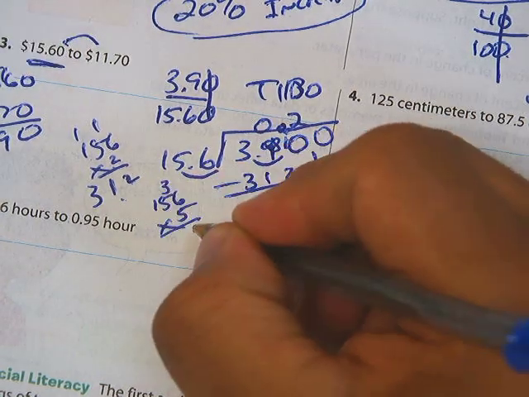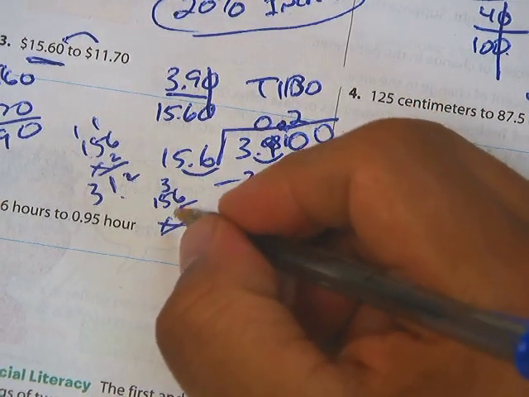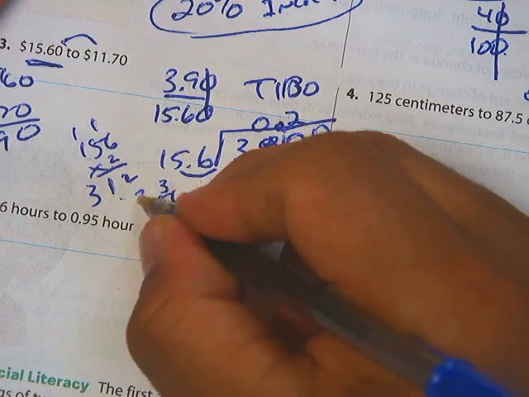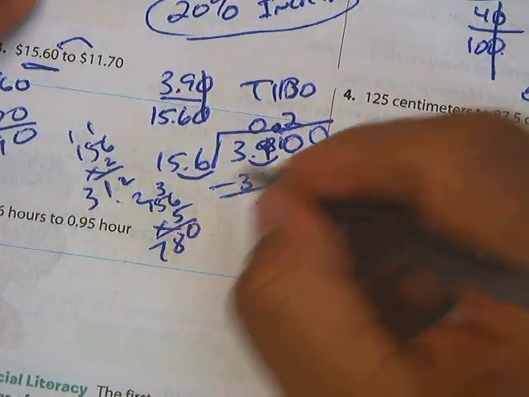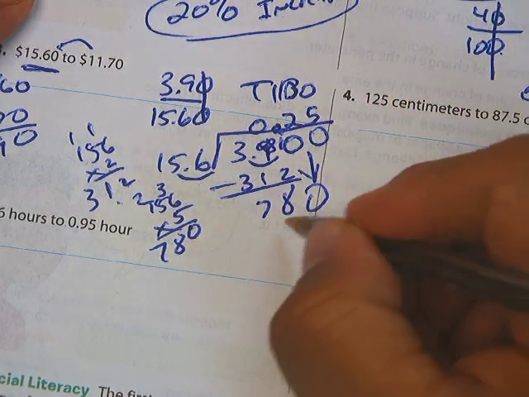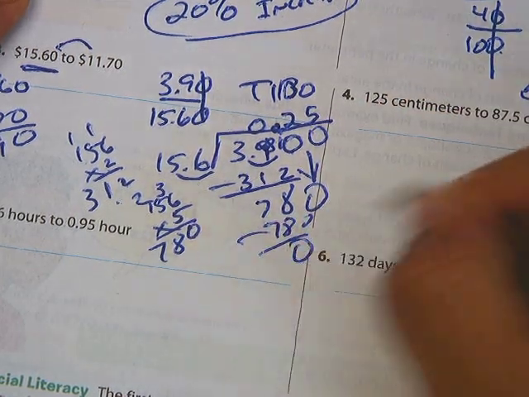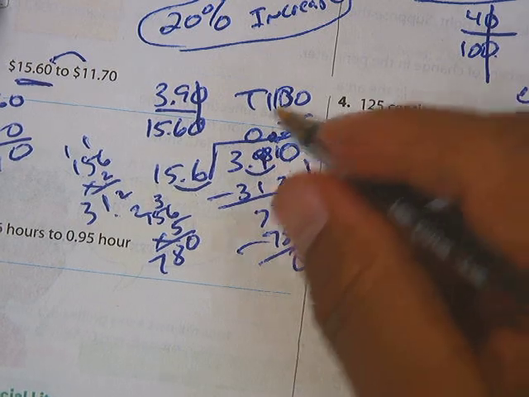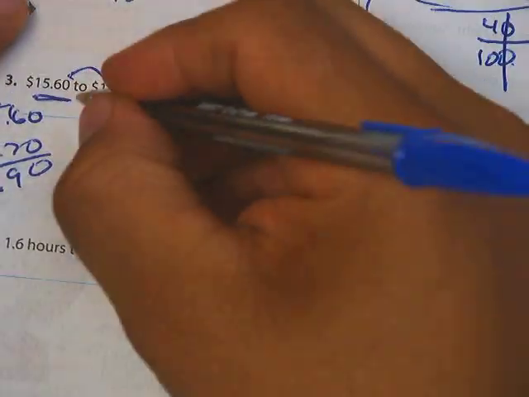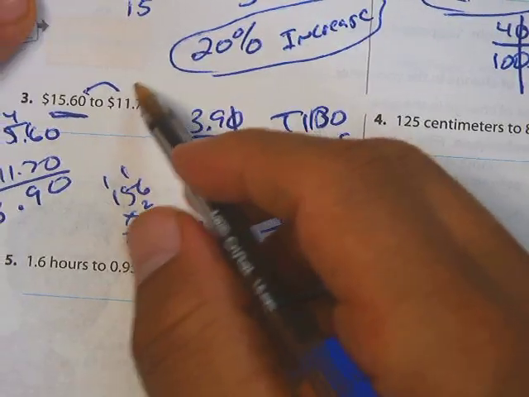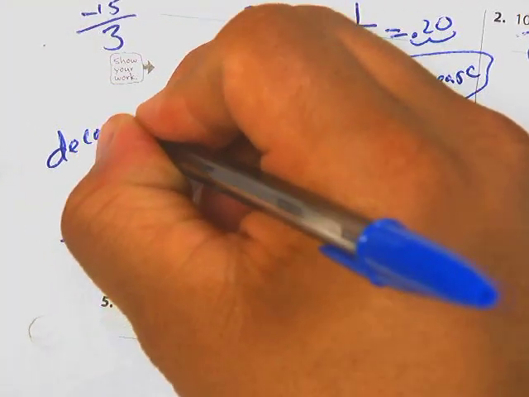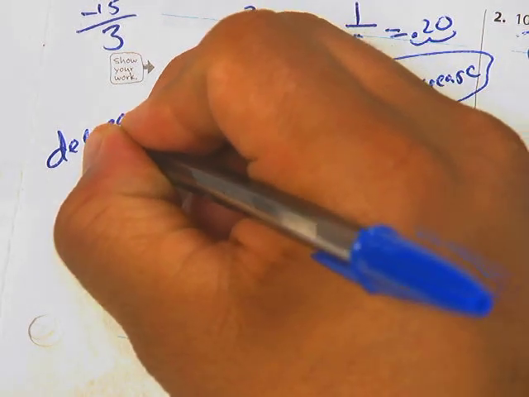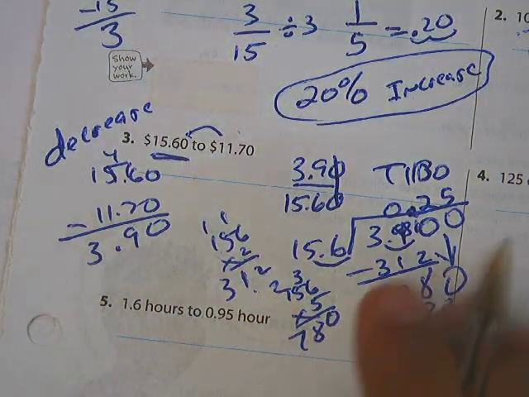Let's try 5. 156 times 5. 6 times 5 is 30. 5 times 5 is 25 plus 3 is 28. 5 times 1 plus 2 is 7. It actually is 780. So we'll put here times 5. And so that tells me that the decimal is 0.25. Now I know it's a decrease because we're going down. So I'm going to put here, it's a decrease.